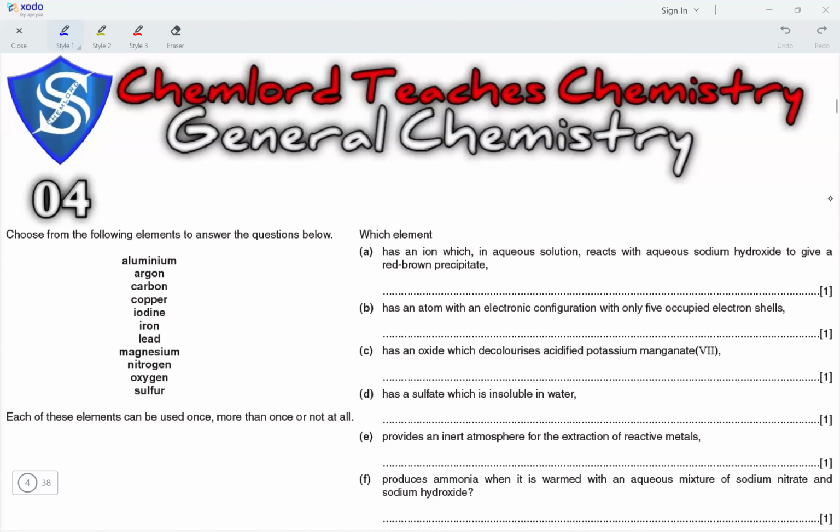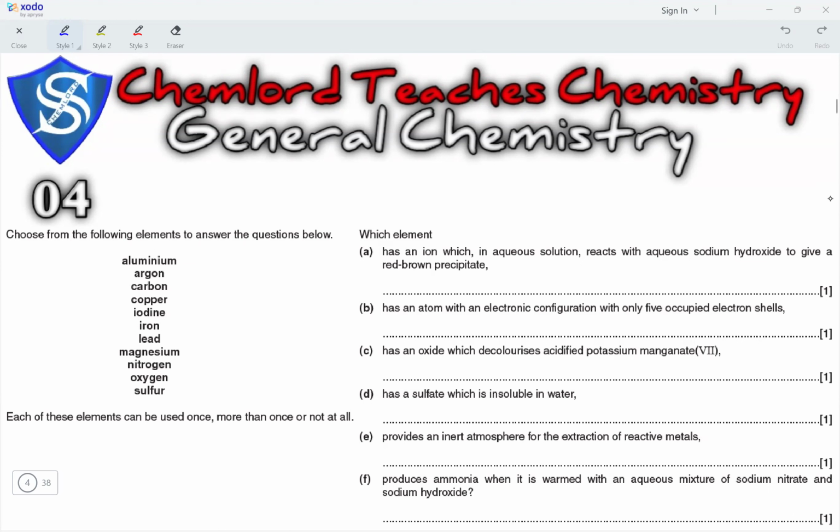Question 4. Choose from the following elements to answer the questions below. Aluminum, argon, carbon, copper, iodine, iron, lead, magnesium, nitrogen, oxygen, and sulfur. Each of these elements can be used once, more than once, or not at all. Which element has an ion which in aqueous solution reacts with aqueous sodium hydroxide to give a red-brown precipitate?